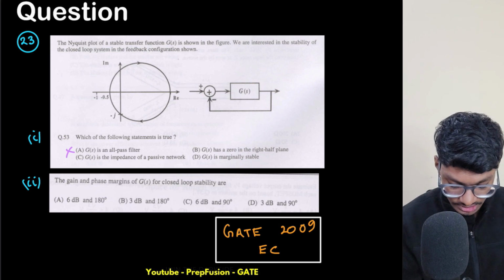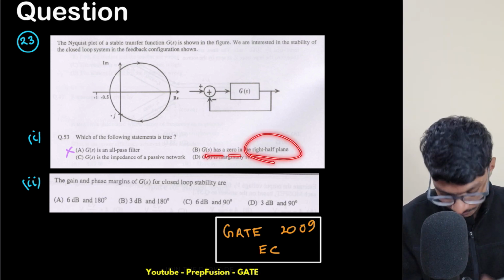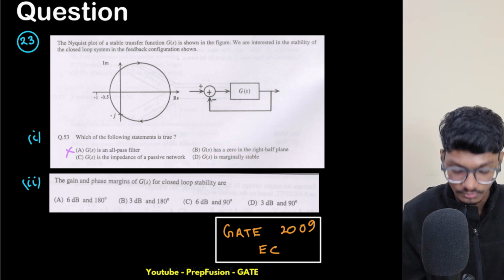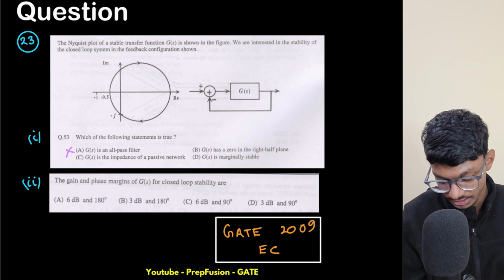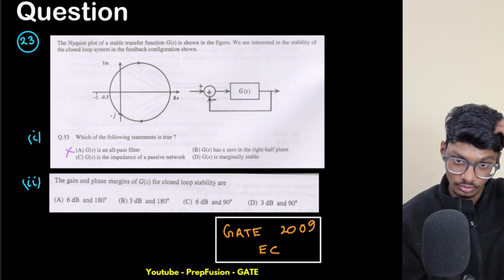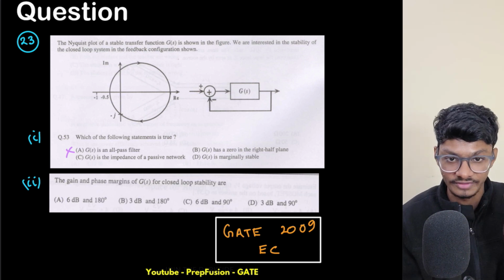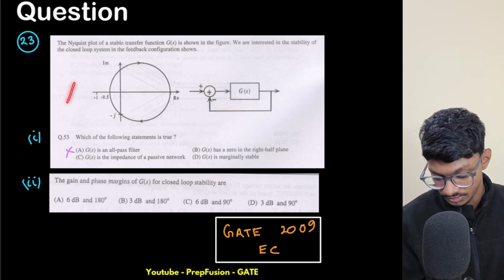Option B will come, right? Basically g of s has 0 in the right half plane. So we have to check this one, if g of s has 0 on the right half plane. So for that we can use Nyquist, right? We can use Nyquist because we don't have the g of s given in terms of s, right? So we can't use Routh. We'll simply use the Nyquist.